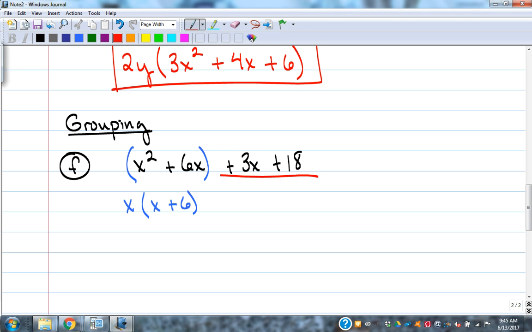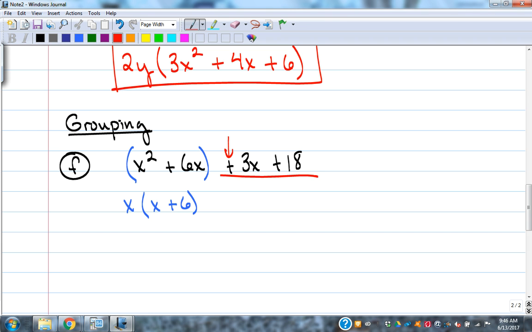What do 3x and 18 have in common? What kind of 3? Positive. Here's the clue on grouping. Whatever sign is right there, that'll tell you what kind to pull out. If that were a minus sign there, we'd pull out a negative. And we're going to do some examples where that's going to happen.